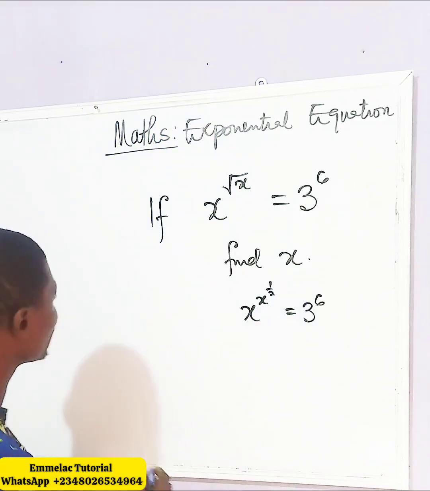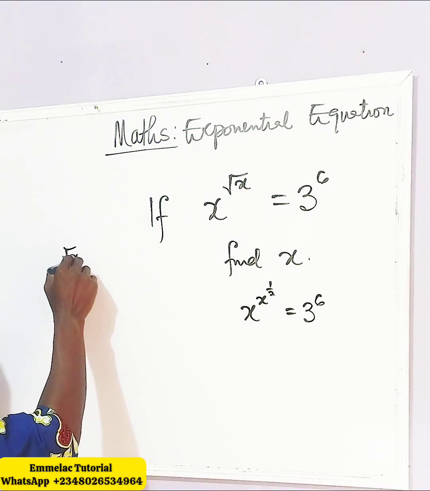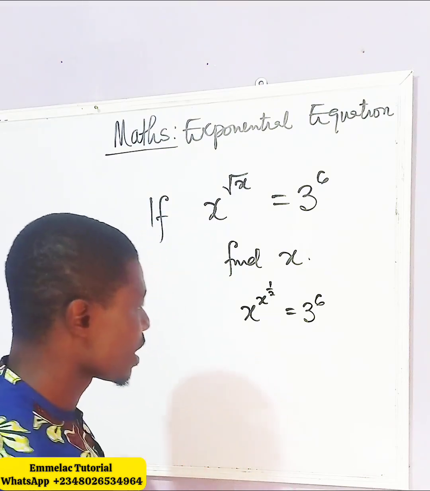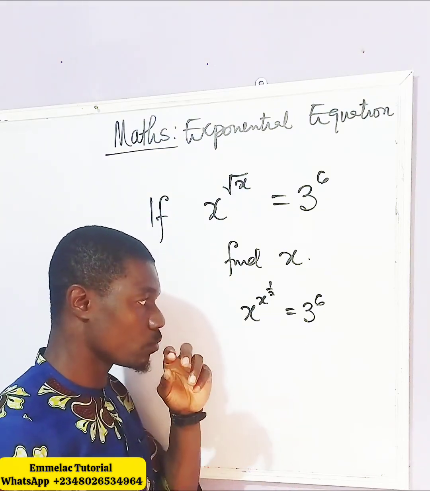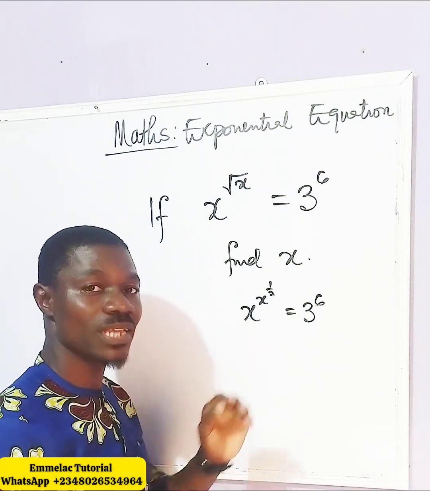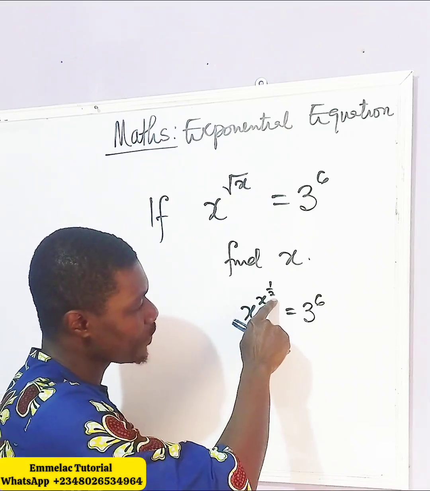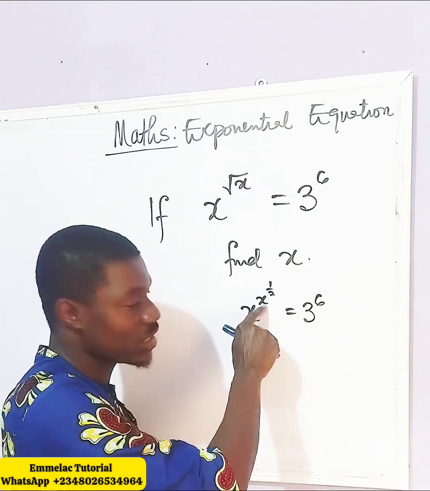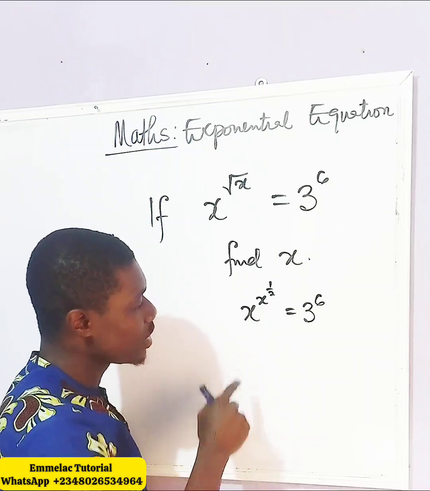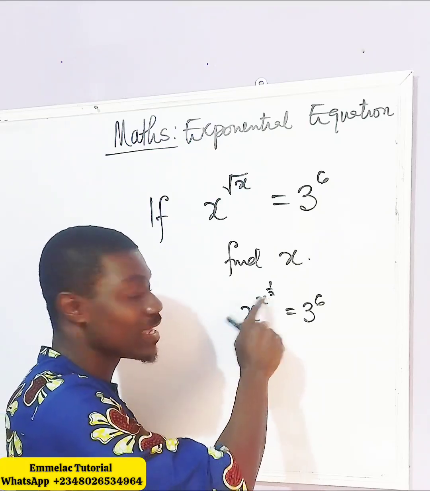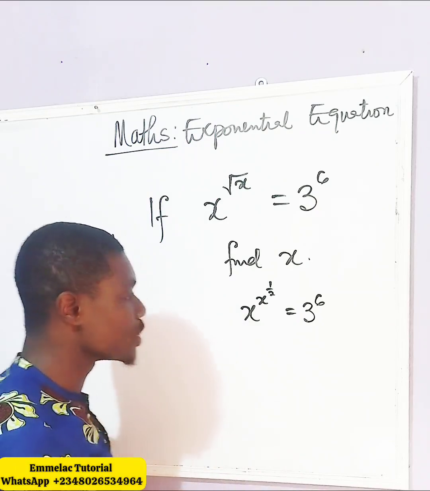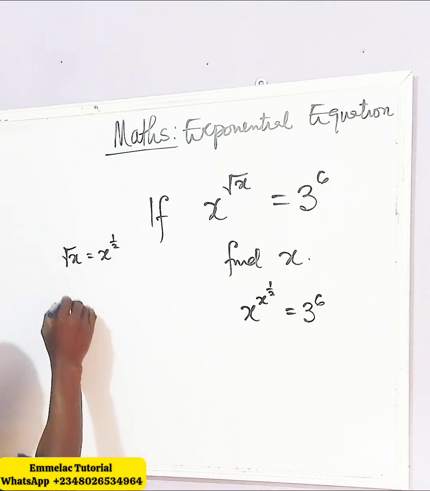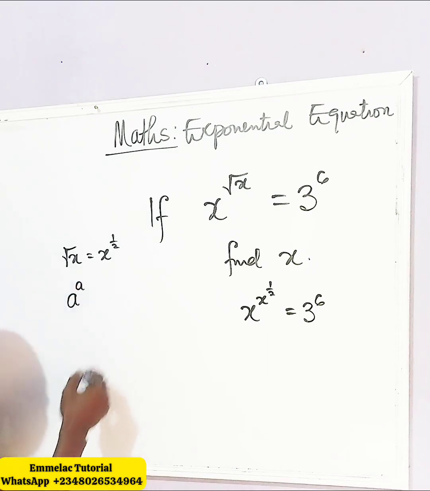Take note that if you have the square root of x, it is the same as saying x raised to the power of 1 over 2. Now, since we have 1 over 2 as one of the exponents here, the best approach is to raise both sides by the same exponent. This will help us, on the left hand side, have an exponent in the form of a raised to the power of a.